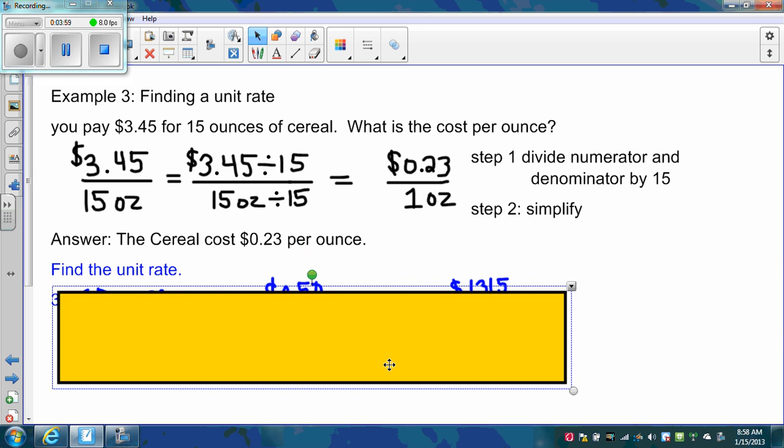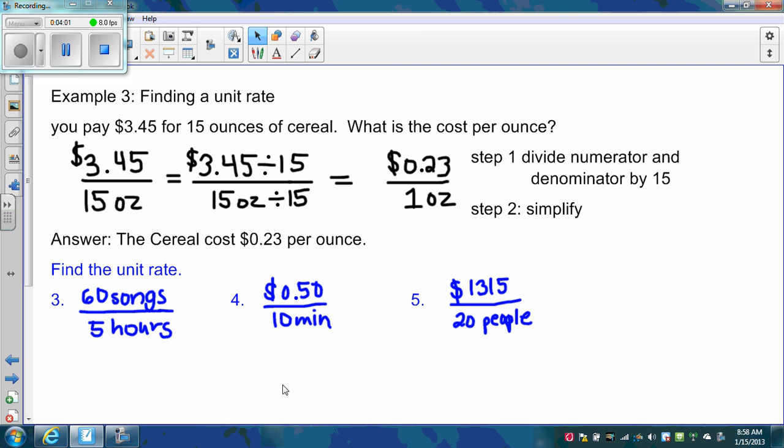So this can be used with many different units. So I put a few examples here. So I want you to find the unit rate of 60 songs in 5 hours, 50 cents in 10 minutes, or $1,315 over 20 people. But remember, for the unit rate, you need to get the bottom to equal 1. So you always want it per a single measurement. So how many songs per hour? How much money per minute? How much money per person? So think like that. Press pause now and give those a try.